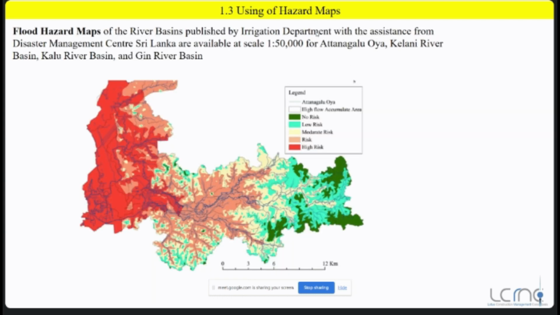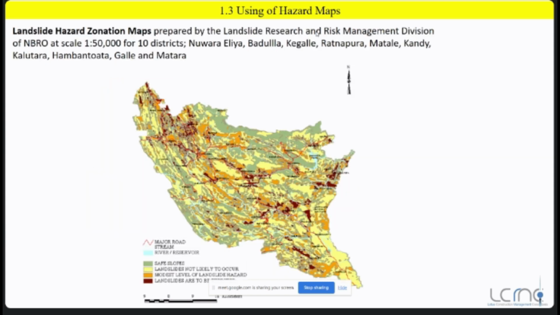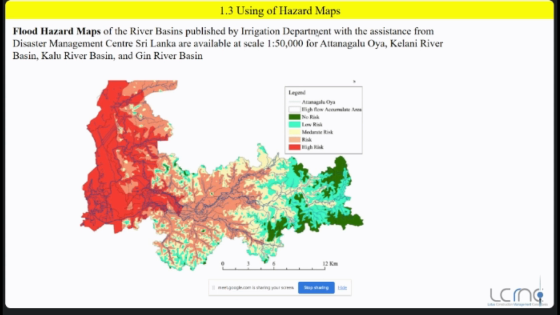So that is that. As you can see in this image, as I explained earlier, landslide hazards, and this one is for flood hazards. This is very straightforward. I don't think I need to explain more. You can understand what these are all about. They have mentioned high risk areas, low risk areas, moderate risk areas, and no risk areas.